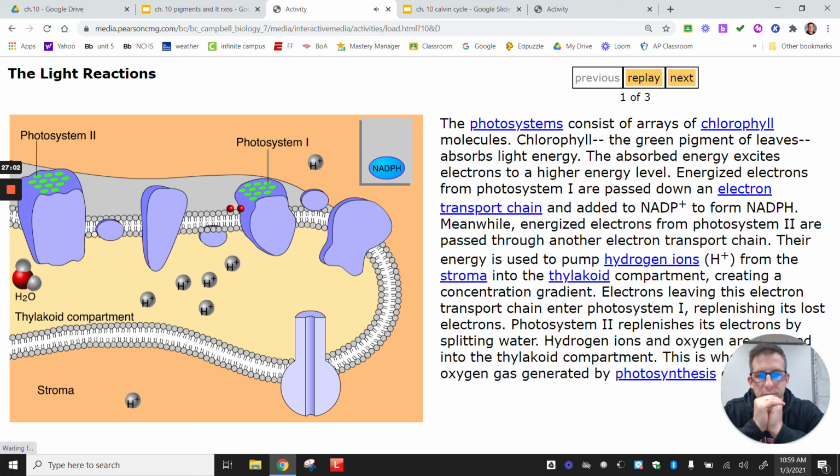Electrons leaving this electron transport chain enter photosystem 1, replenishing its lost electrons. Photosystem 2 replenishes its electrons by splitting water. Hydrogen ions and oxygen are released into the thylakoid compartment. This is where the oxygen gas generated by photosynthesis comes from.